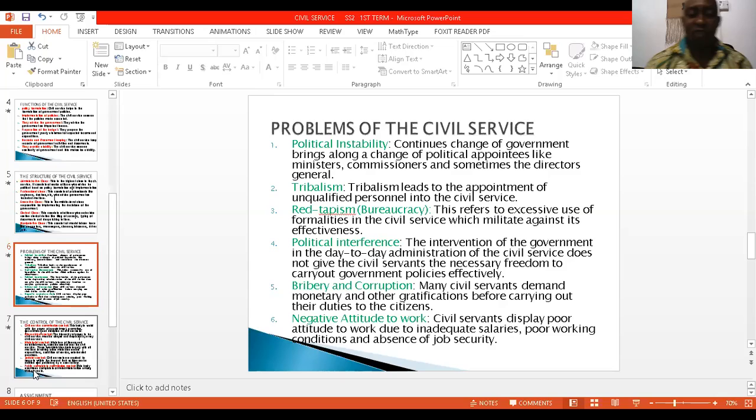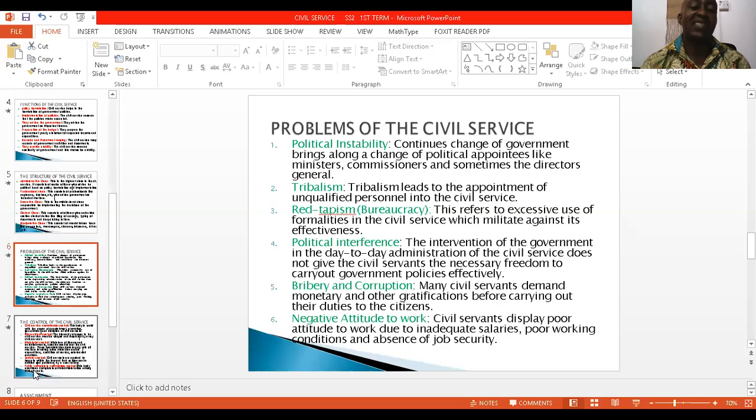And bureaucracy, the one we call red tapism, refers to the excessive use of formalities in the civil service, which militates against its effectiveness. They normally say, we are going to wait for our organ until the organ says something. We can't just give directives. We have our boss, let our boss say something. If your boss did not say something, you will not carry out your duties effectively. You wait for the boss. When you are waiting for the boss, you may waste time. There might be delays and so many other things. All these affect effectiveness in discharging the duties of the civil service due to excessive use of what?